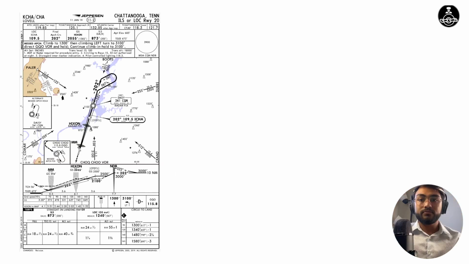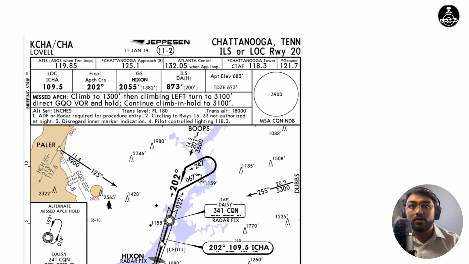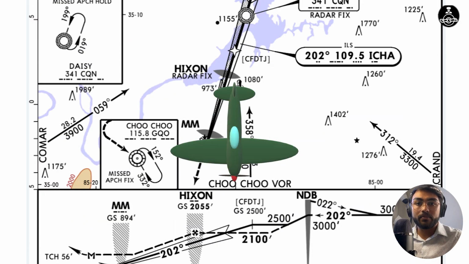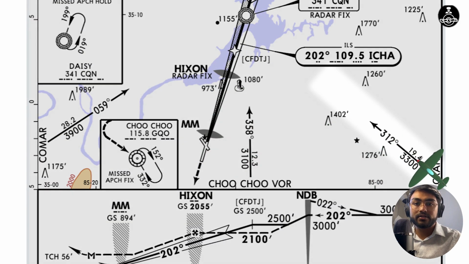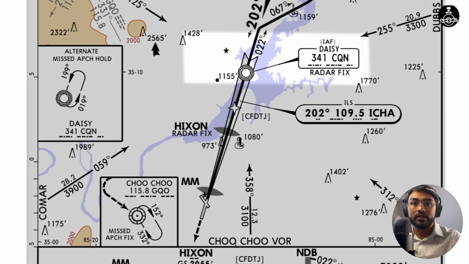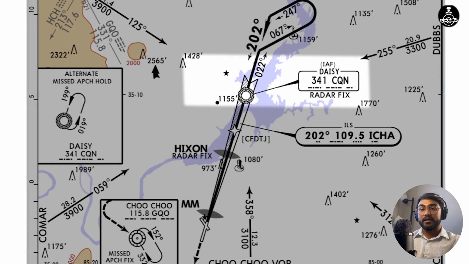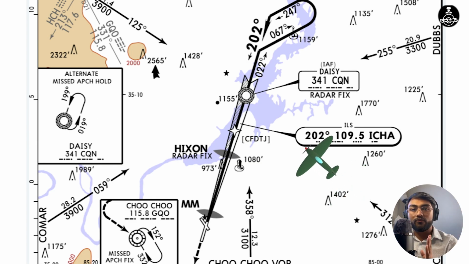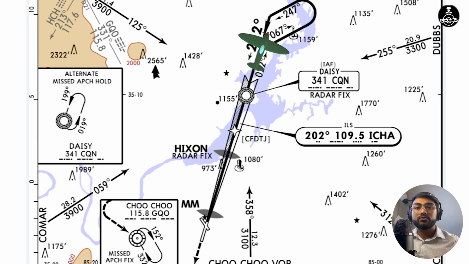So let's get started. I've pulled up here the ILS or localizer runway 20 in Chattanooga. Let's create a scenario. Our aircraft is coming in from Grand intersection, or fix over here, inbound 312 direct to Daisy. The ATC instructions are: November 123 X-ray Yankee, an arbitrary number, fly direct to Daisy NDB and join the procedure turn outbound. This clearance allows me to fly direct to Daisy and then join the procedure turn outbound, do the procedure turn and then come back inbound.